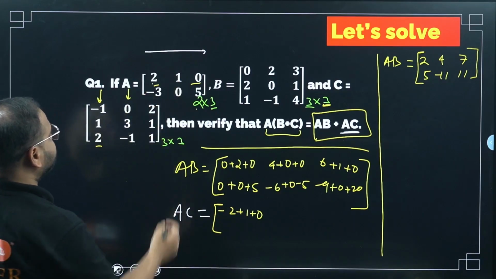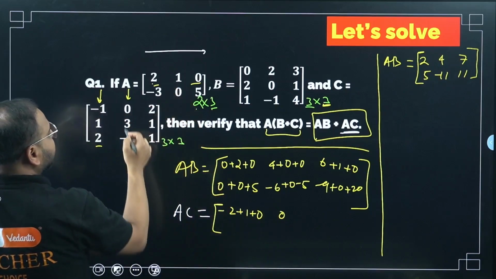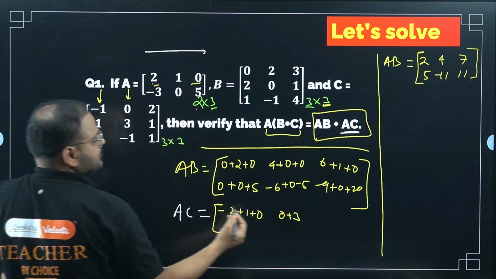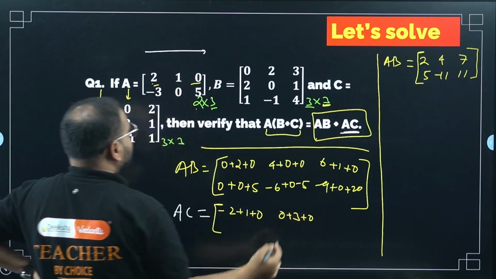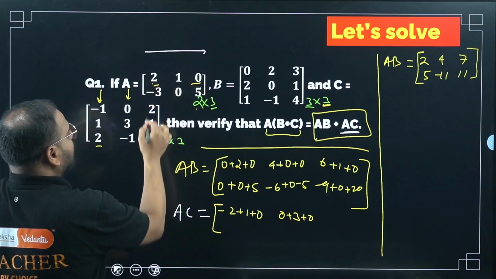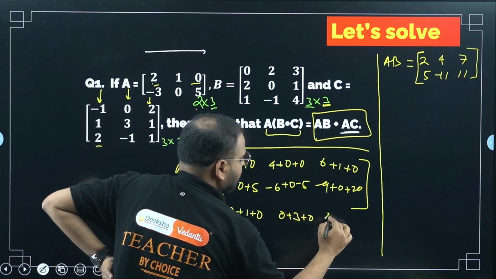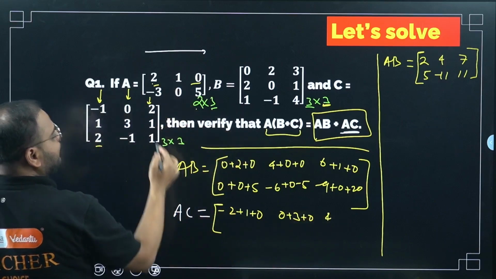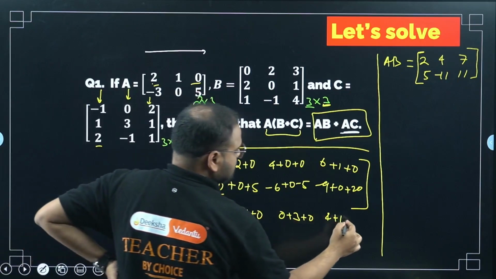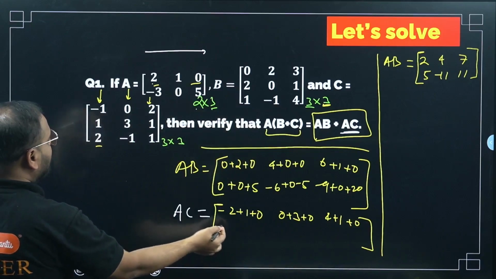How will that look like? So 2 times of 0, 0. 1 time of 3, so plus 3. 0 times of minus 1, so just 0. Okay, so this is also done. Next, first row with third column. So 2 times of 2 is 4. 1 time of 1, so just 1. And 0 times of 1, so just 0.